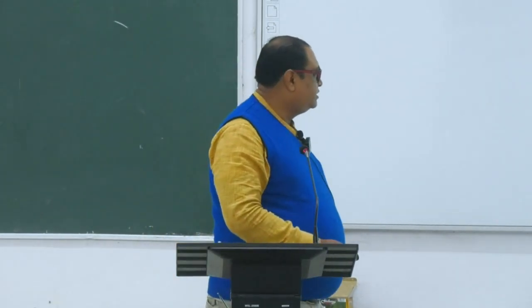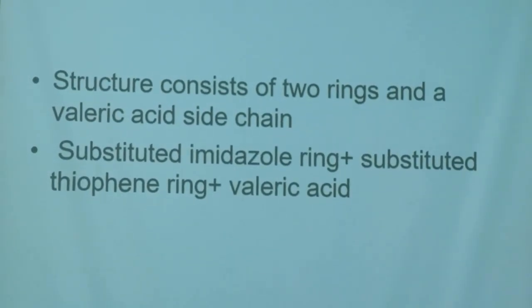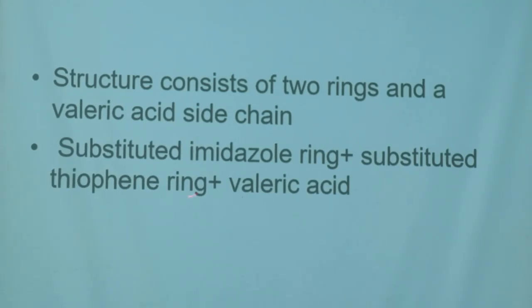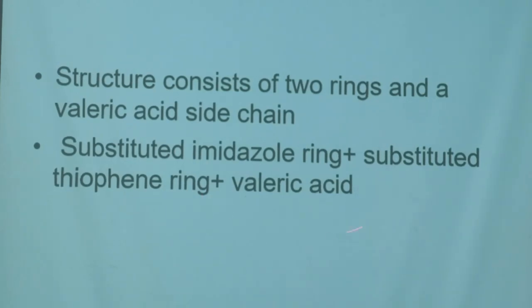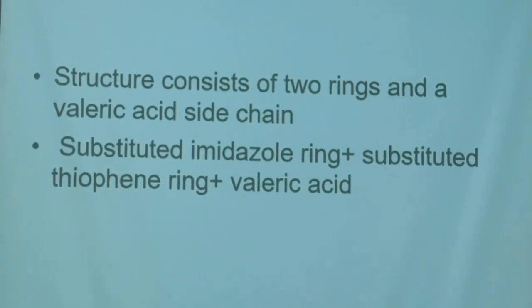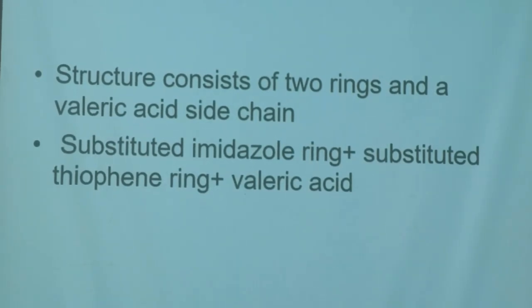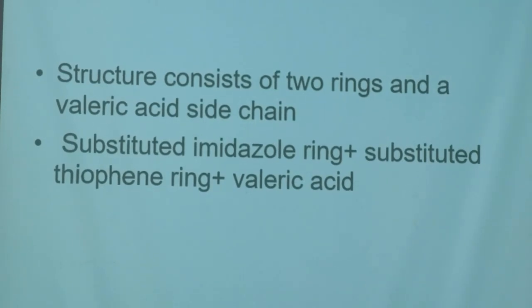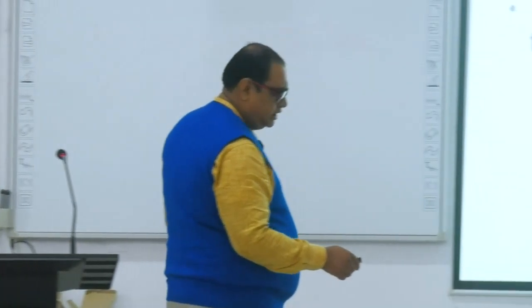Biotin, also known as vitamin B7. Its structure consists of two rings, a fused structure of an imidazole ring and one thiophene ring, plus one valeric acid. Valeric acid means how many carbons? Very easy to remember. What does this look like? Roman 5. So V for 5 carbon compound, a 5 carbon organic acid.